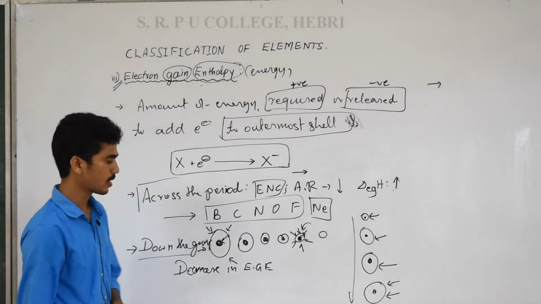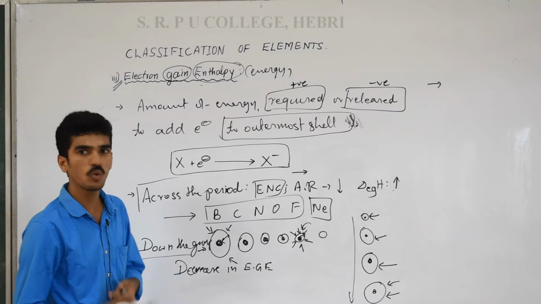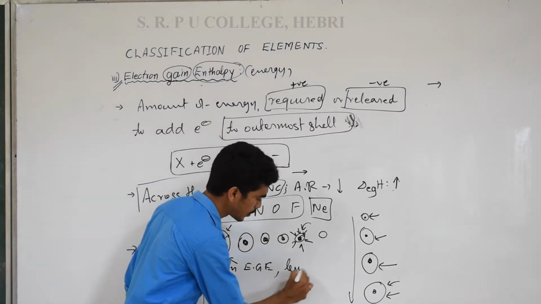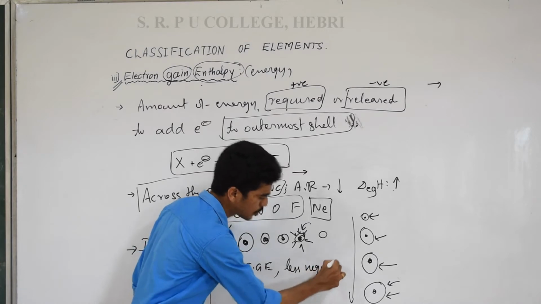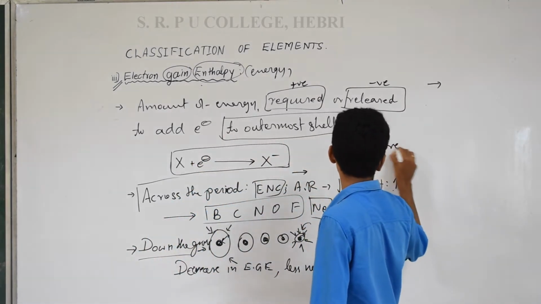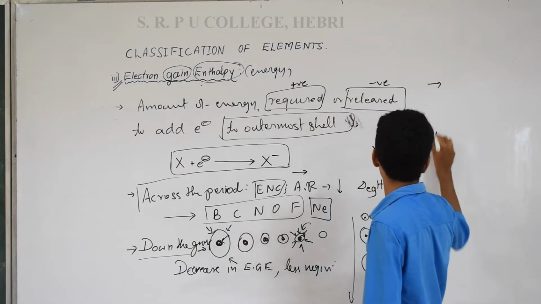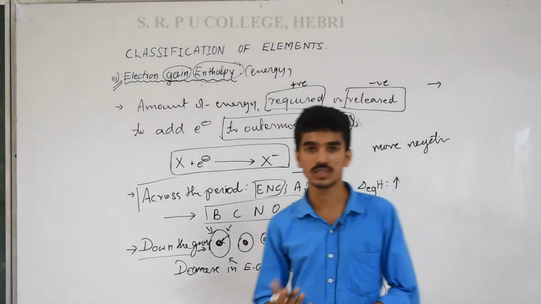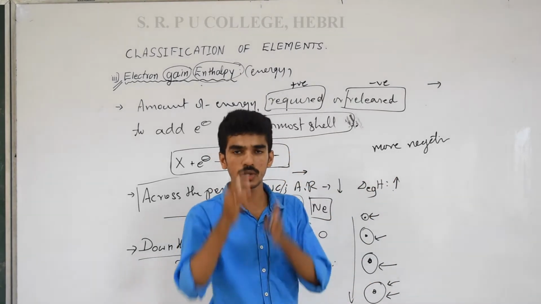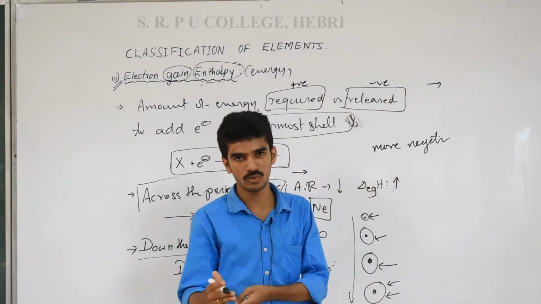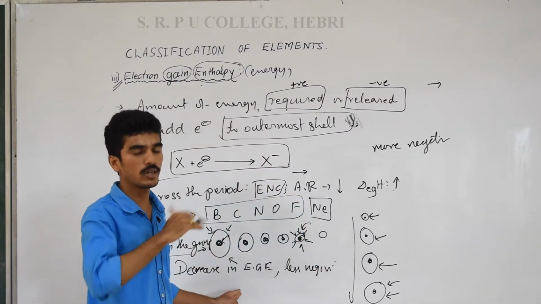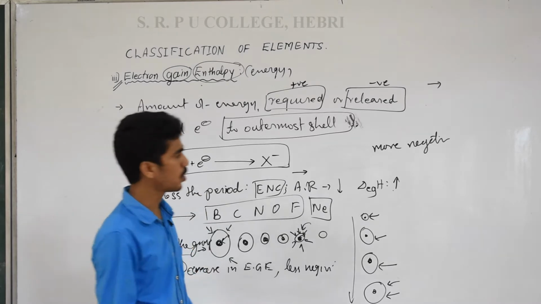Electron gain enthalpy decreases, or we can say more positive or less negative. Okay, usually electron gain enthalpy we can say in terms of more negative and more positive. Okay, or less negative. So across the period what happens, more negative, down the group less negative. That's it, same thing. Or you can write decreases down the group and increases across the period. Okay, I hope you understood.